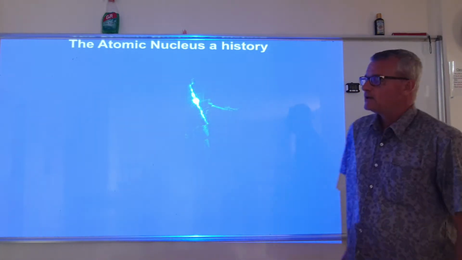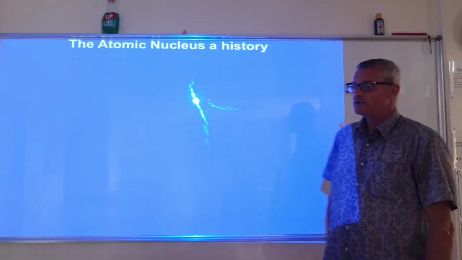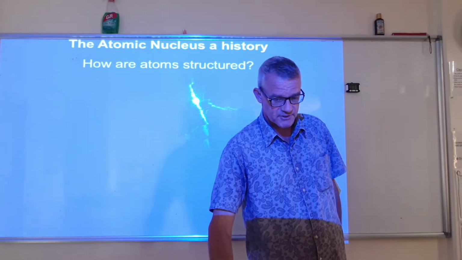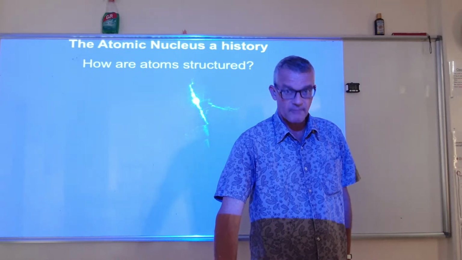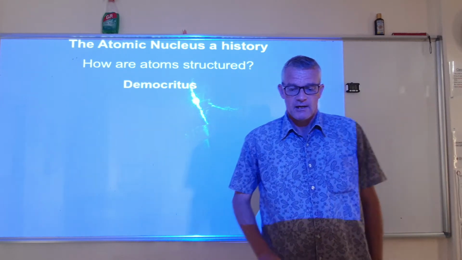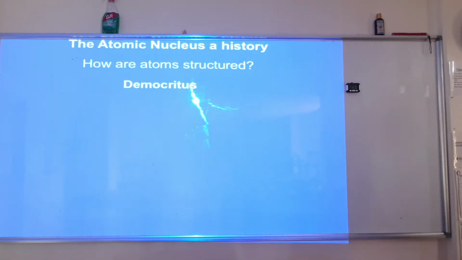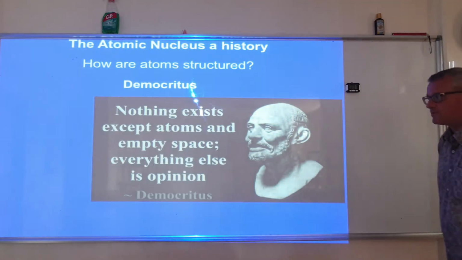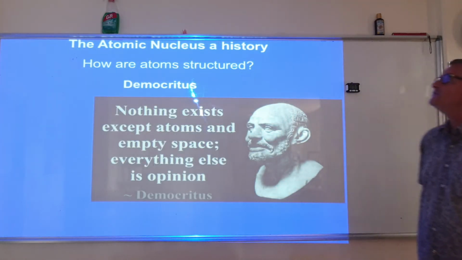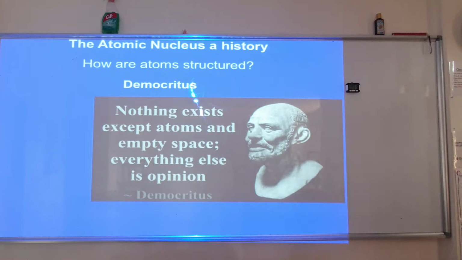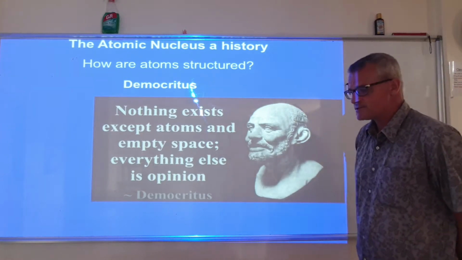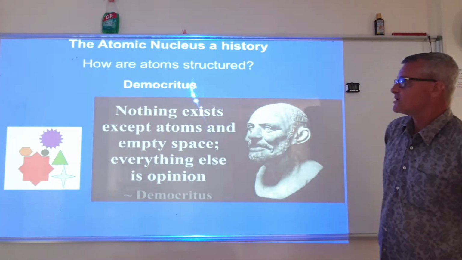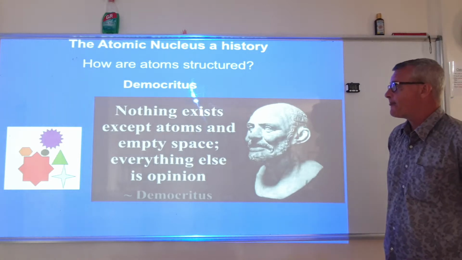Now, let's first talk a little bit about the history of the atom, how the atom is structured, and how they came to their ideas. Democritus was the first one who gave a small description of atoms. He said, nothing exists except atoms and empty space. Everything else is an opinion. And atoms can have different types of shapes.